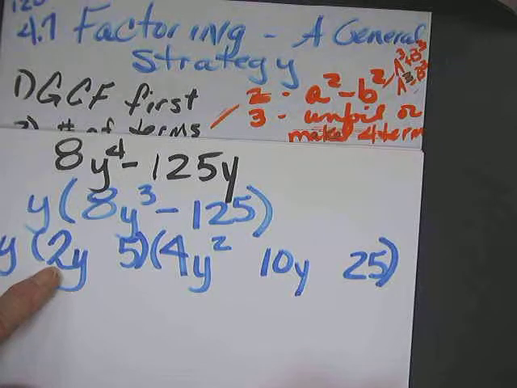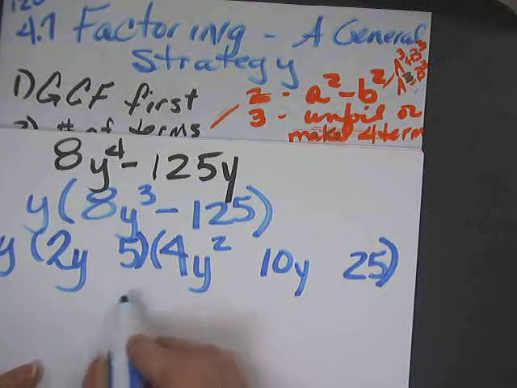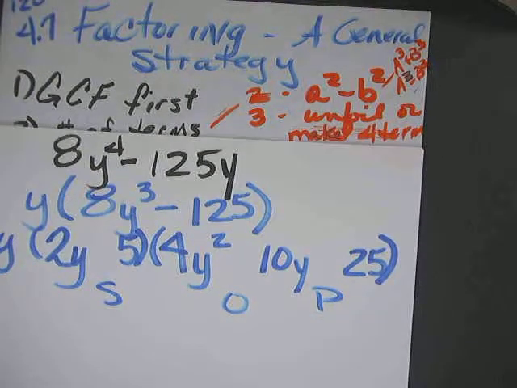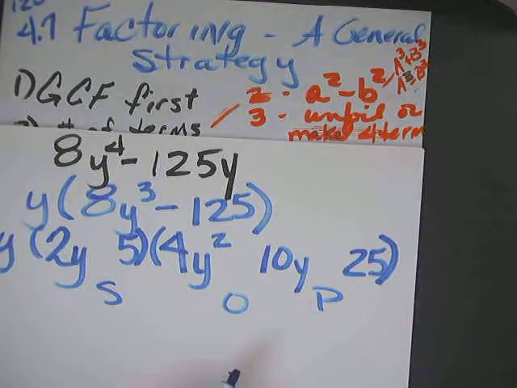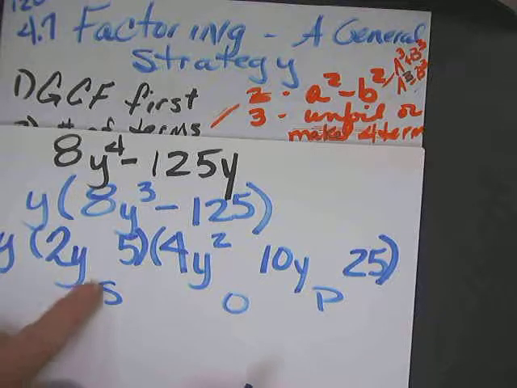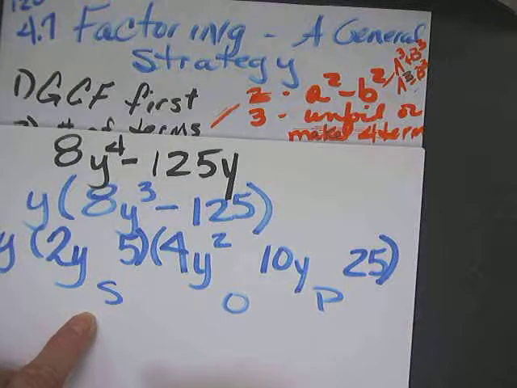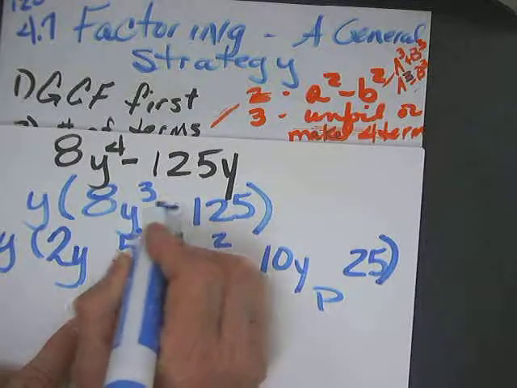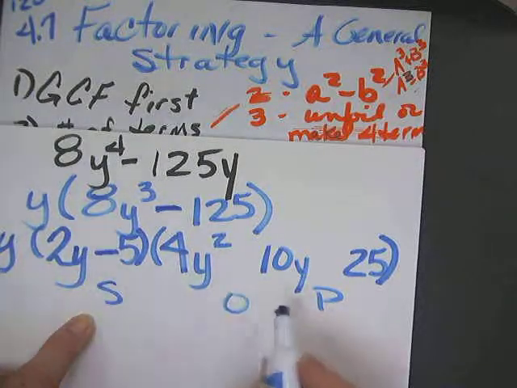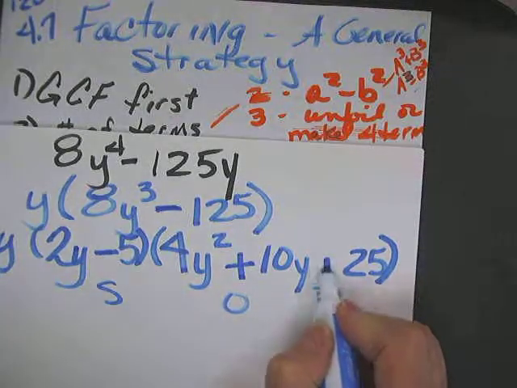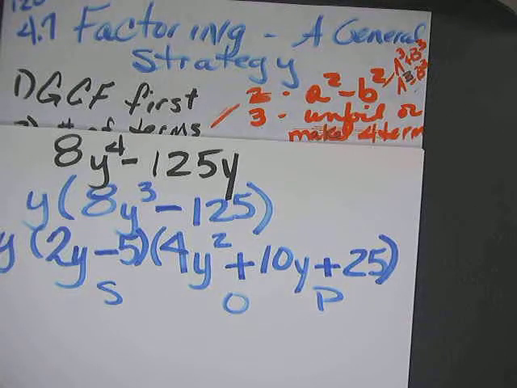What times itself 3 times? 5. Okay, 5 squared is what? 25. Okay. And the middle term, don't we have to multiply these? 5 times 2y is 10y.